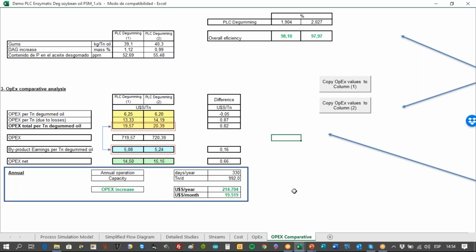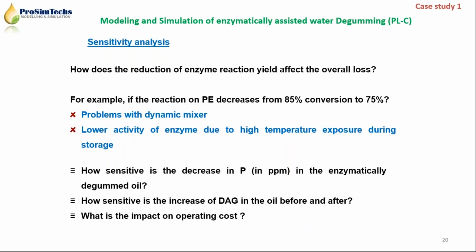Now we have an increase of the OPEX of about $20,000 per month. So this is a lot, and we are just comparing the potential oil gain that we would have if we had a proper action of the enzyme. I'm going to come back to the presentation.